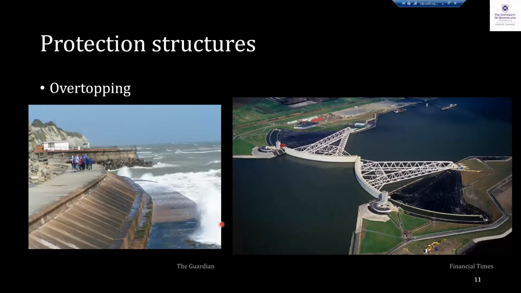The second parameter is overtopping. Overtopping is simply the volume of water that goes on top of a seawall, for example, or any coastal protection structure. And if we know how much water is going to go on top of the structure, then we can revise the design of the structures based on the overtopping data.